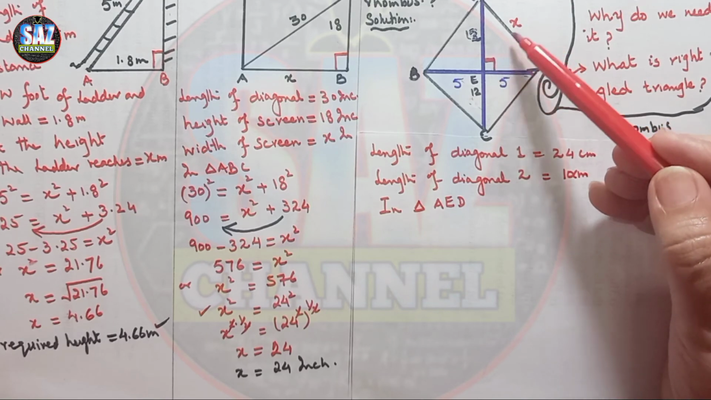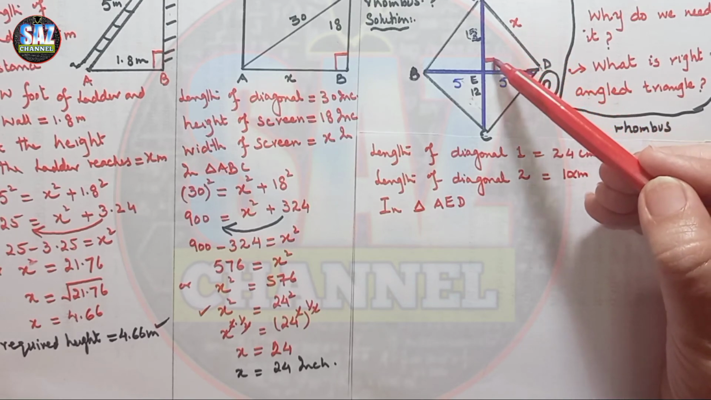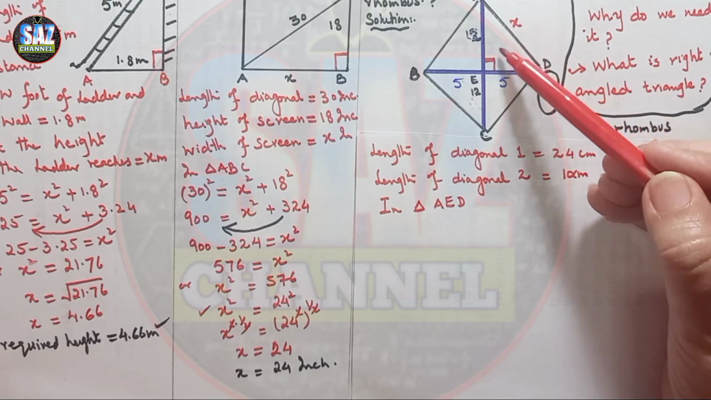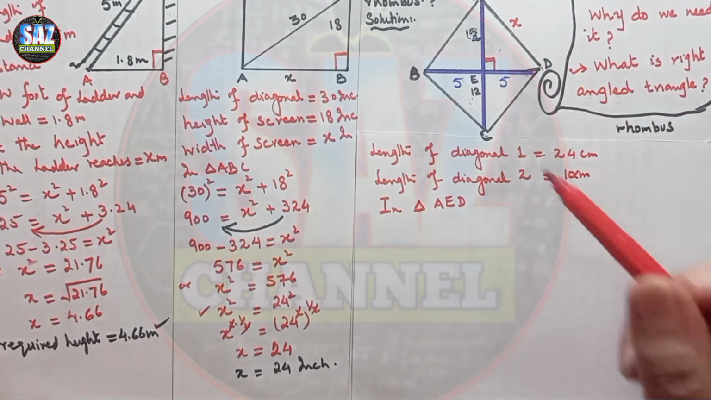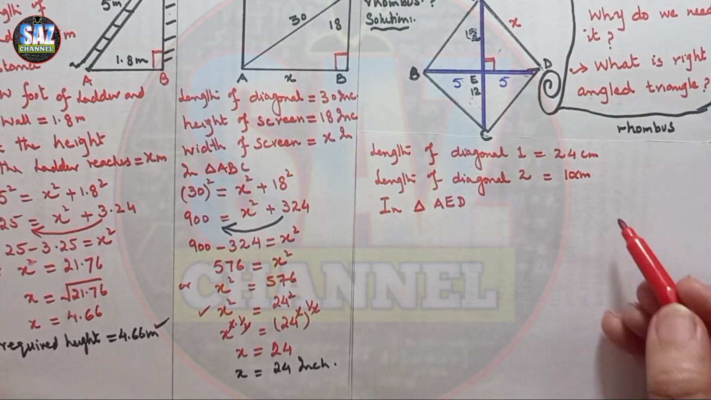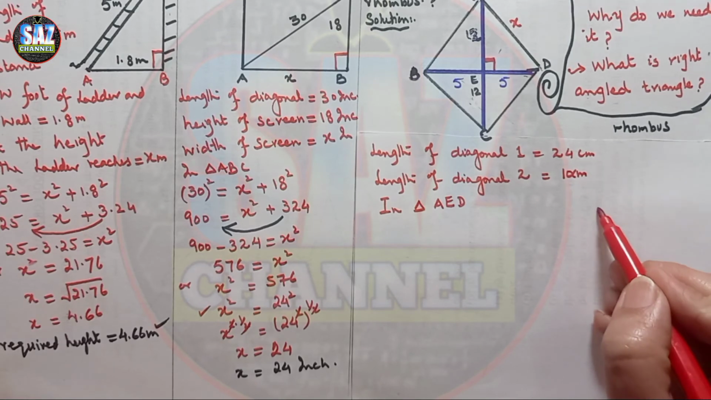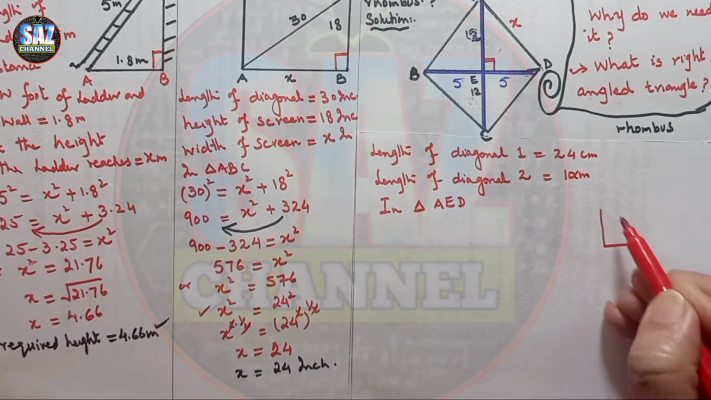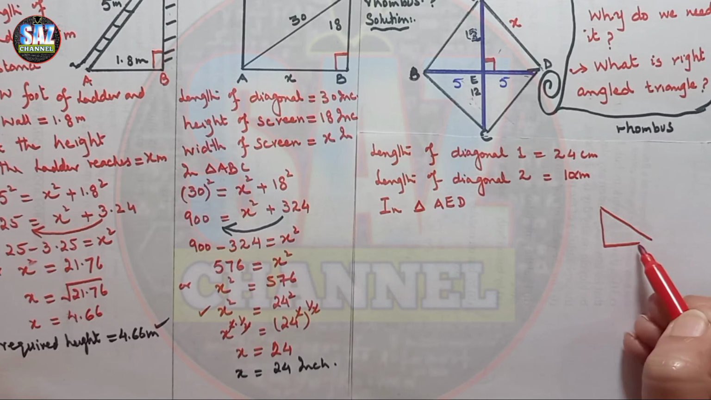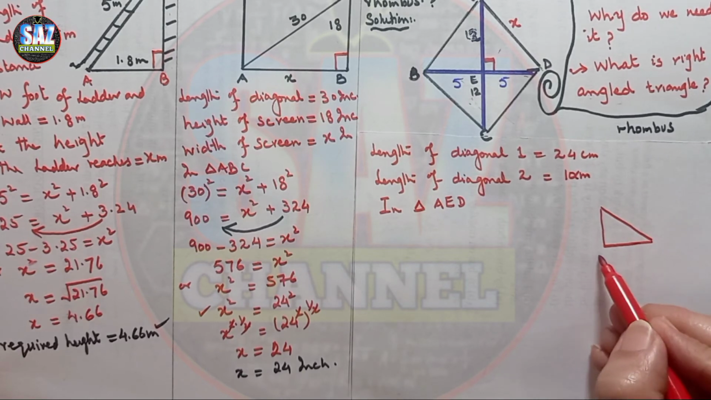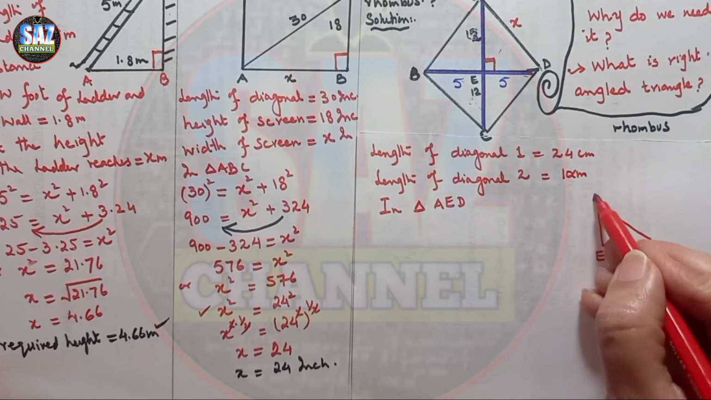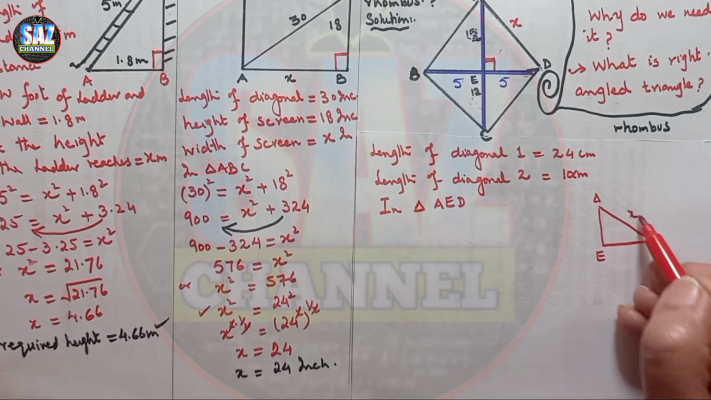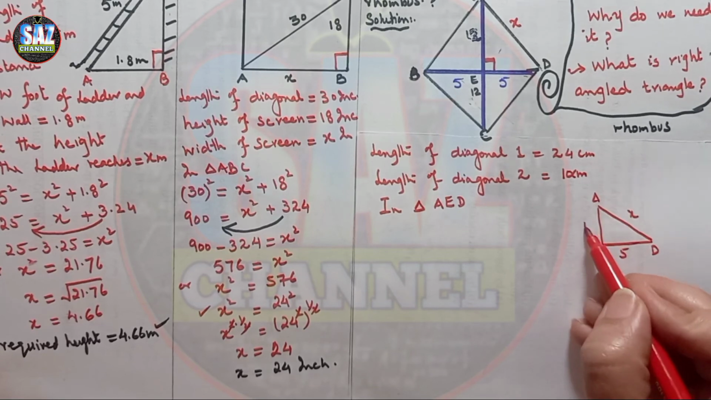Now if I take the triangle AED, it's important to decide what is the hypotenuse of this triangle. As we can see, the unknown side, which is x, is opposite the 90-degree angle. So the hypotenuse is x, and the rest, 12 and 5, are the two legs of this triangle. Let me make a small triangle for better understanding of the question so that my students should not find any difficulty in understanding these questions. E, D and A, this is x, this is 5, and this is 12.